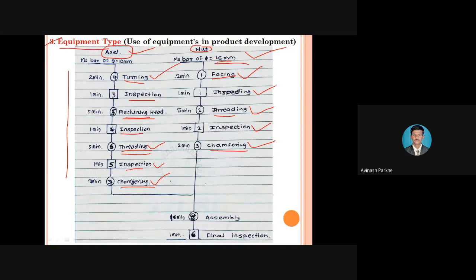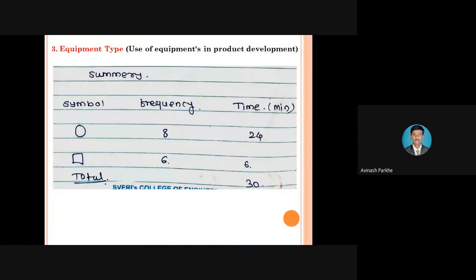Therefore, this equipment flow process chart plays a very important role in converting the raw material into the finished goods. So this is about the basic 3 types of the flow process chart, that is man type, material type, and equipment type. The equipment type chart is also called a machine type of flow process chart. And this is the summary.